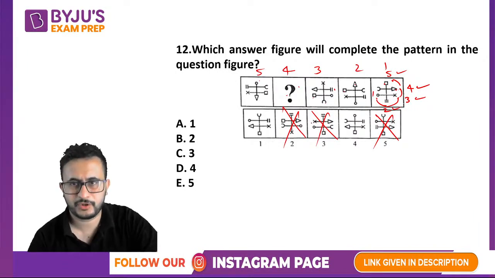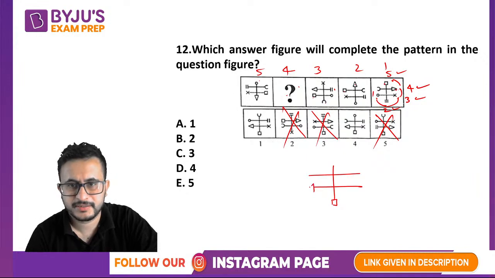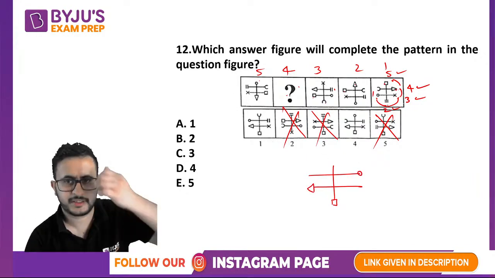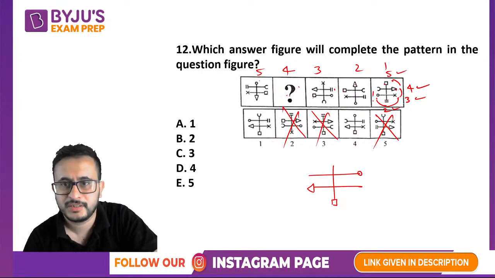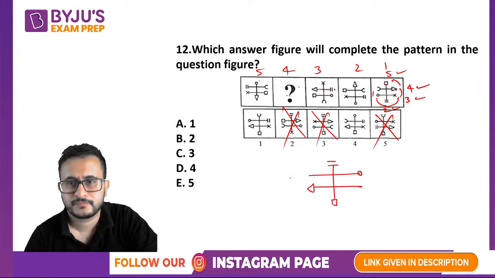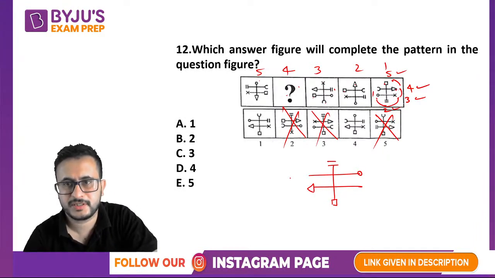So let me draw the correct figure. The triangle, this square is at the bottom. Triangle is this side. This circle is this side. Let us see the other elements. This equal to symbol has moved to this position, and had to move to this position. So the equal to should come above. Then we are left with the circle and cross.